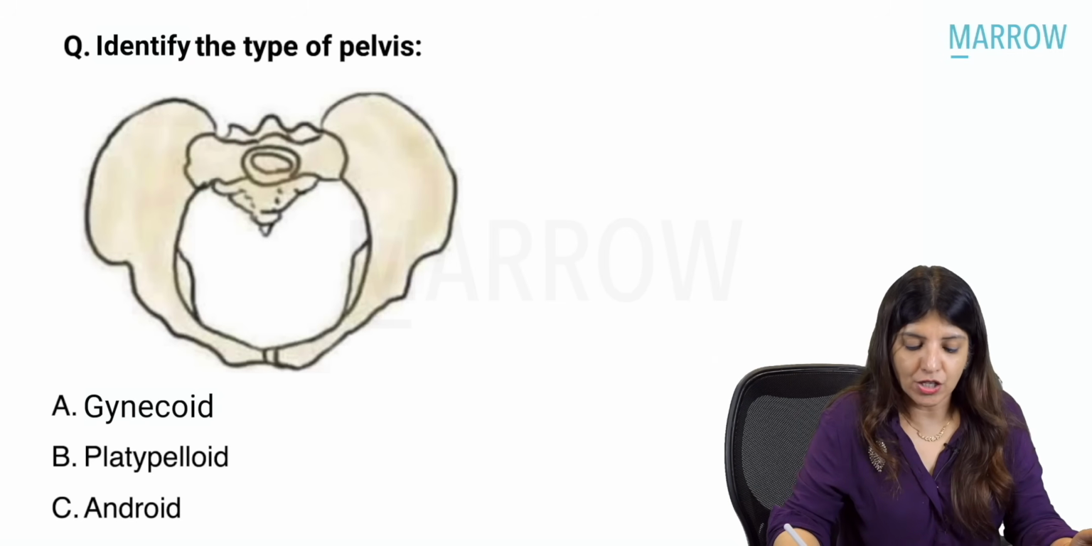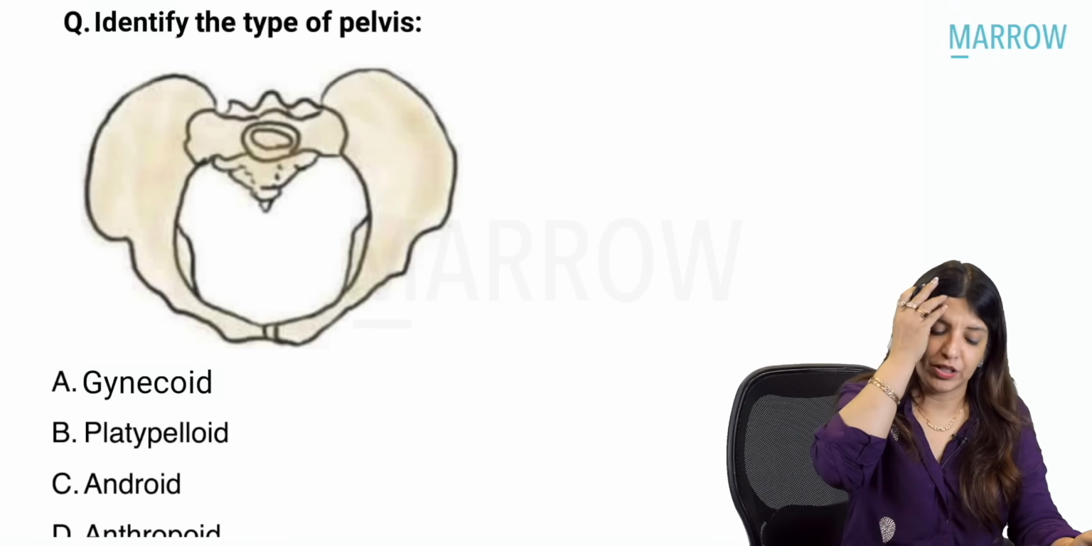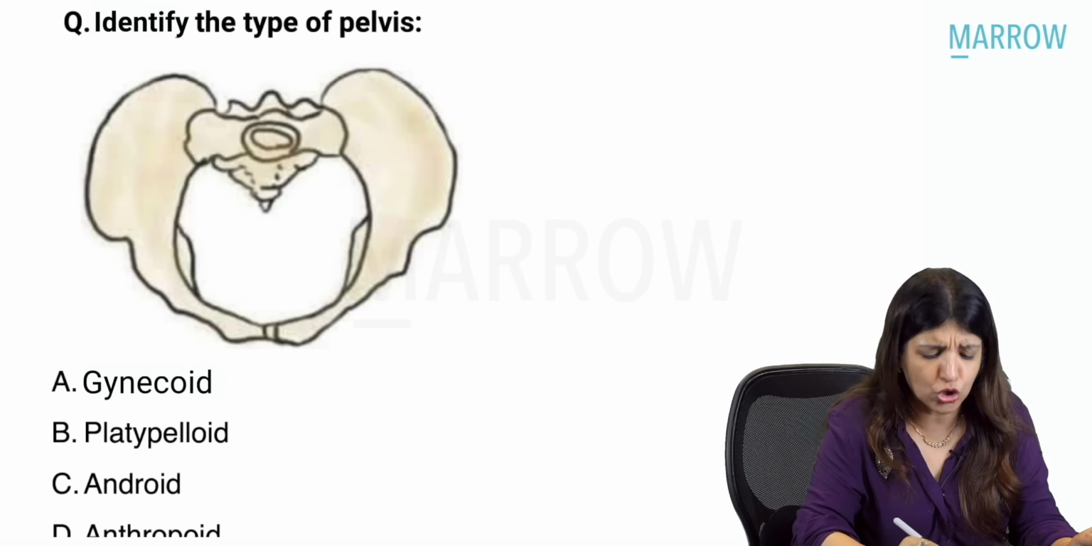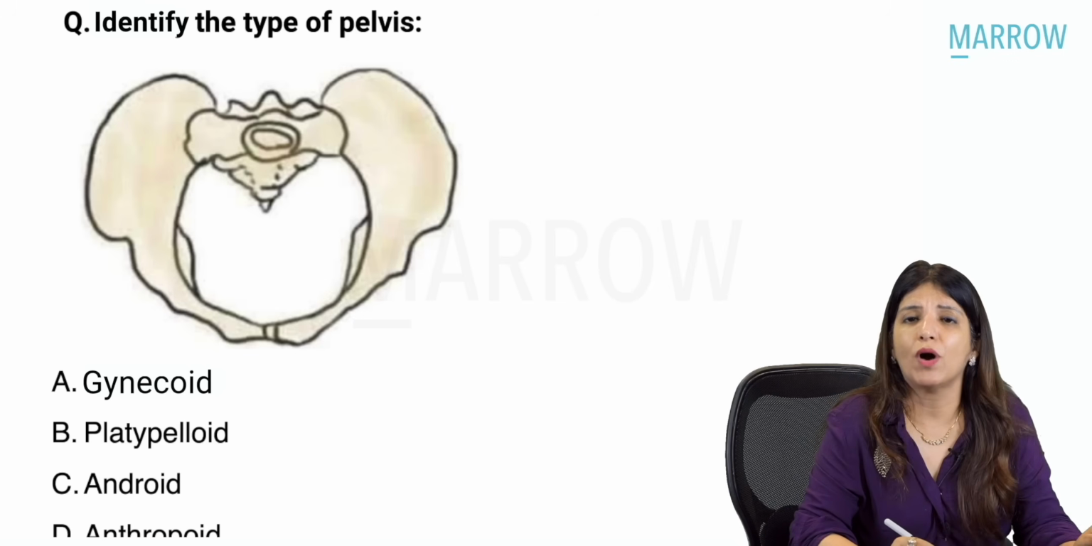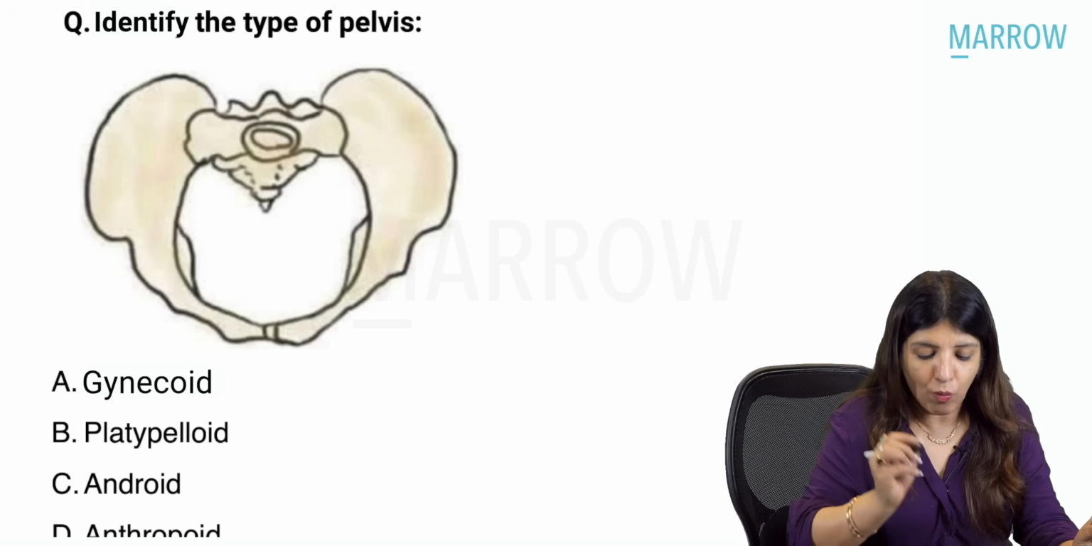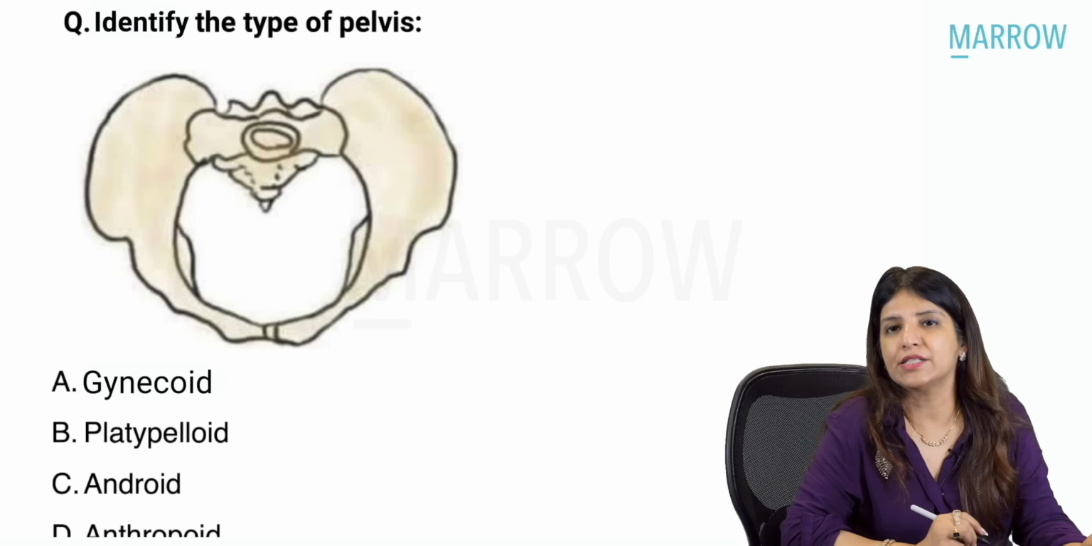Next question which they asked once in FMG exam very recently is identify the type of pelvis. Now, in this case, most of you, when you answer it, you say it is a android pelvis. Why? Because you think the inlet is heart-shaped.